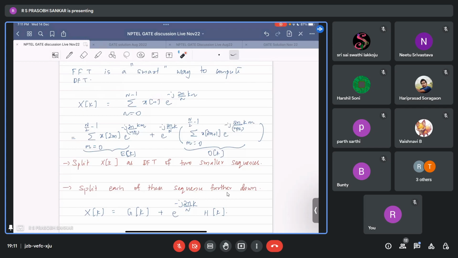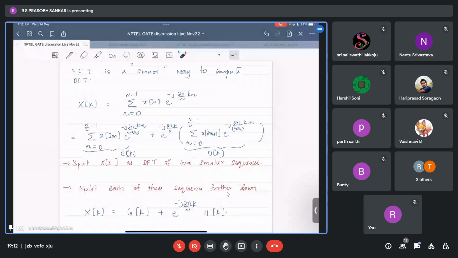Now we can split this X[k] into two summations like this, where the first summation is m from 0 to N by 2 minus 1 x of 2m. If you see the index here, these are basically the even indexed terms. With a bit of math, we can show that this is basically a DFT itself of the input signal with even indices. Similarly, we have the second term here. This is basically the odd indexed terms.